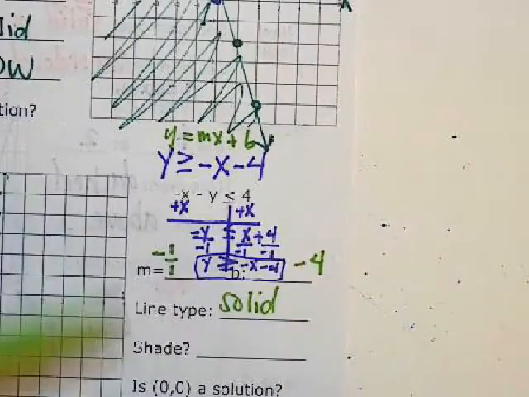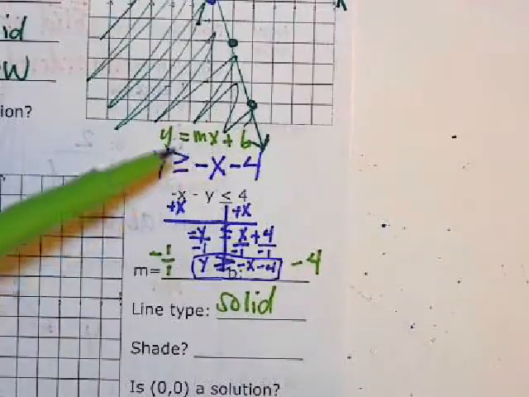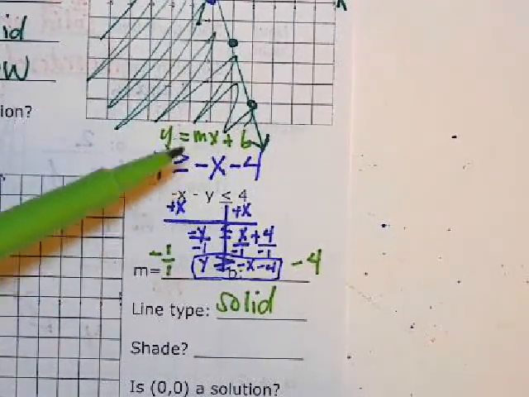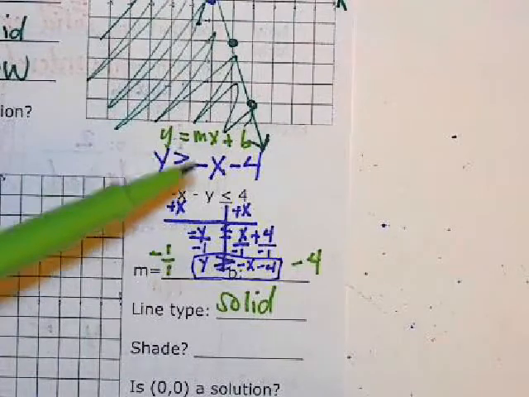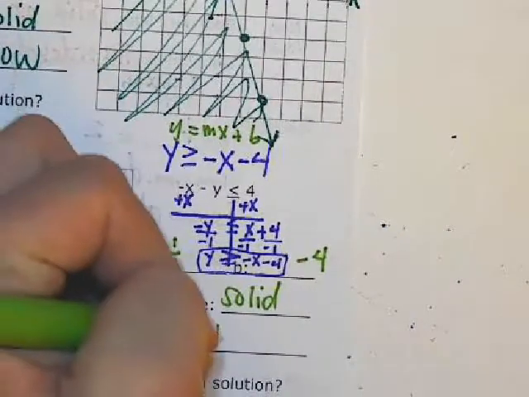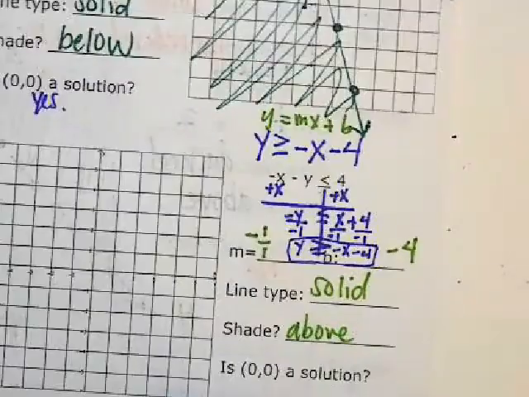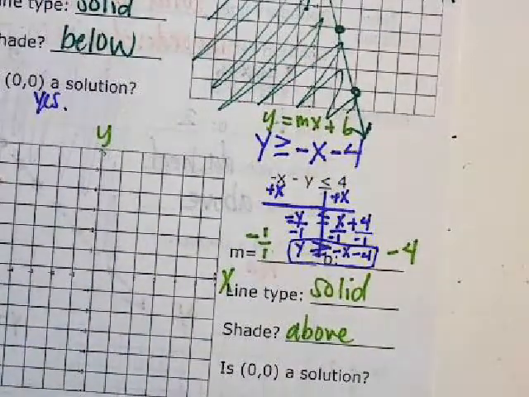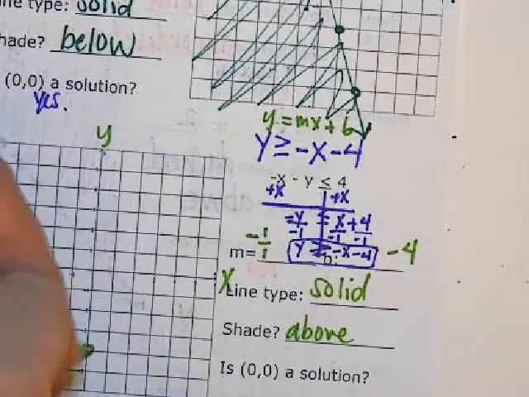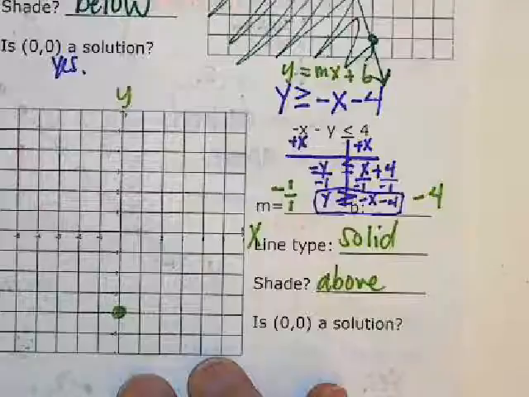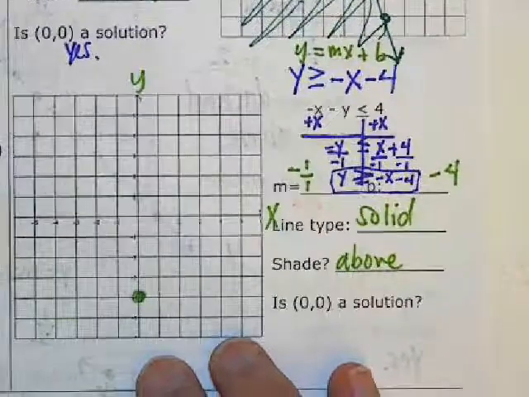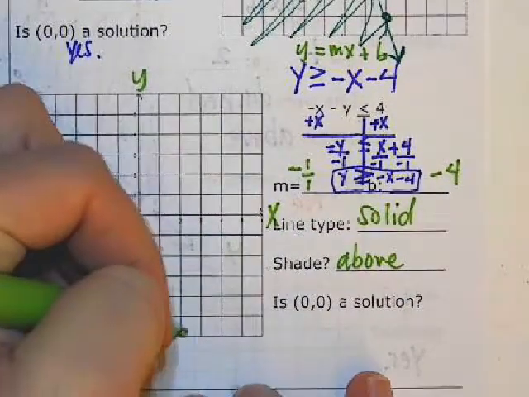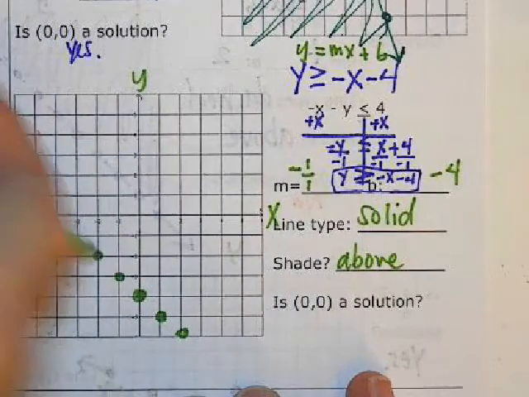Now, when I pick which way to shade, I pick my answer. So how would I shade with this answer? Above. This is greater than, so I need to shade above. All right, here we go. Label your x, y. Start with your b, negative 4 on the y-axis. Positive or negative slope? Negative. So I got to go down because it's negative, to the right 1.